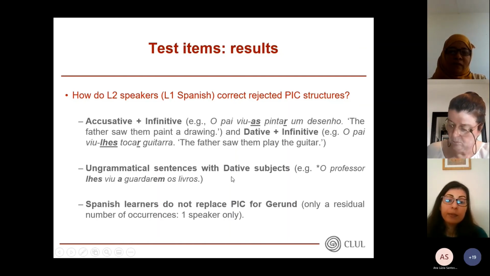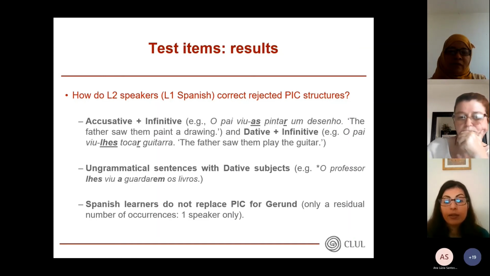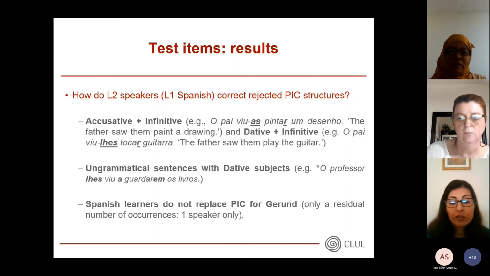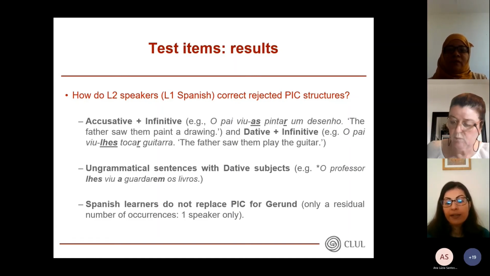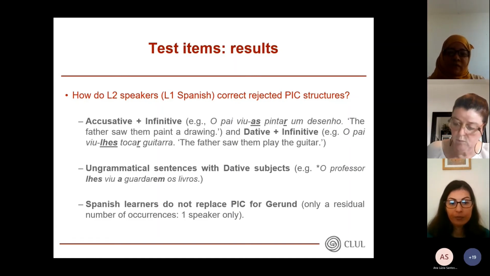indicate that these participants tend to transfer the effects, the properties associated with leísmo and differential object marking from their L1. Plus, Spanish learners did not replace the PIC with the gerund construction in the corrections that they presented. So this may be a clue to a difficulty in the mapping stage, more specifically in the mapping of the aspectual feature of the PIC and the gerund construction.